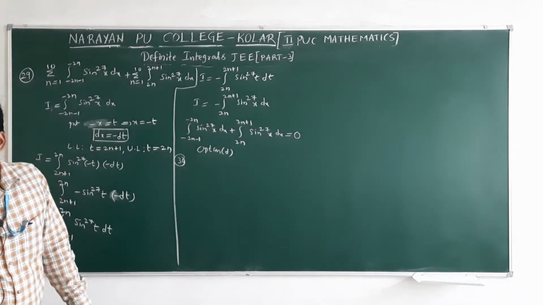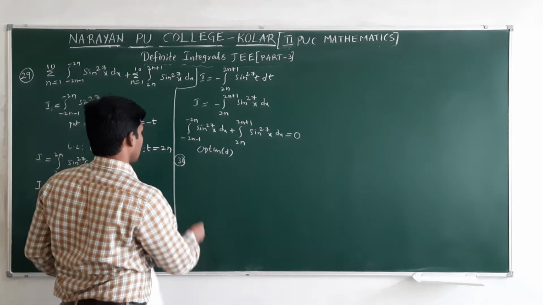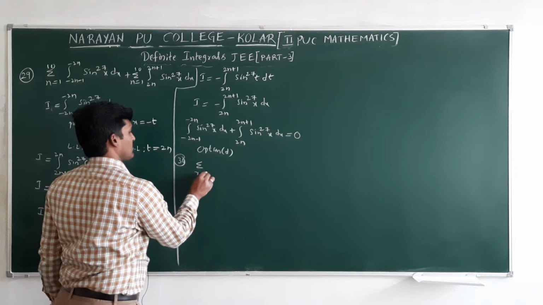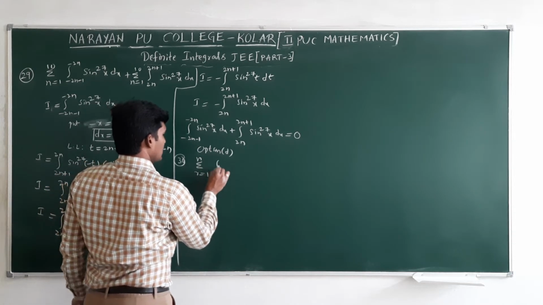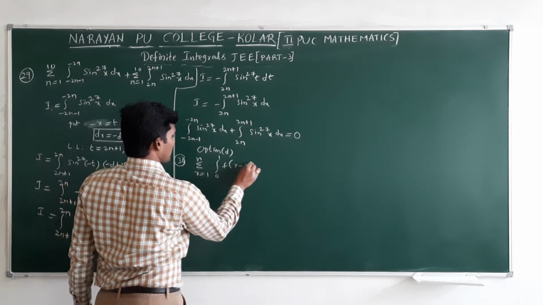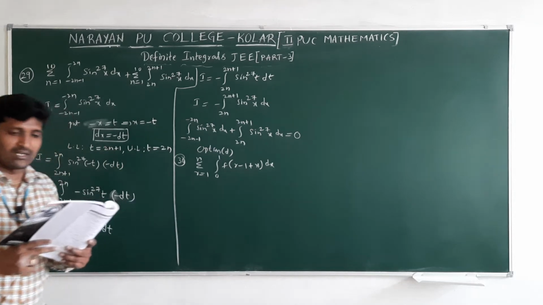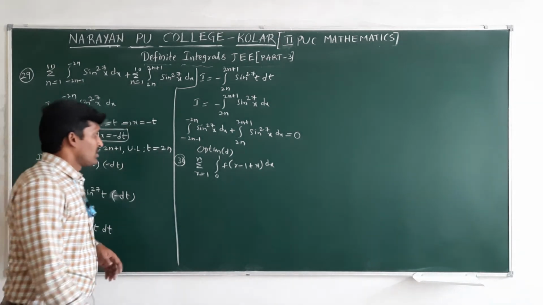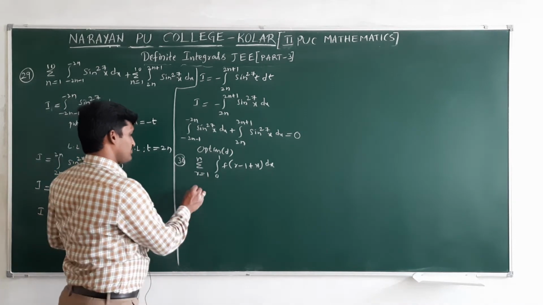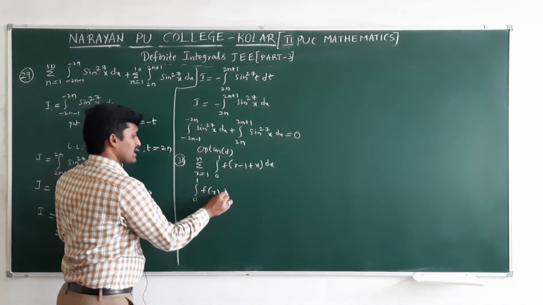Next, question number 30. If f is continuous for all real values of x, then summation of r equal to 1 to n, integral 0 to 1 of f of r minus 1 plus x dx. This value we need to find in terms of integral values only. Okay, see once. Substitute first r value 1. If you substitute 1, what will you get? 1 minus 1, f of x dx.